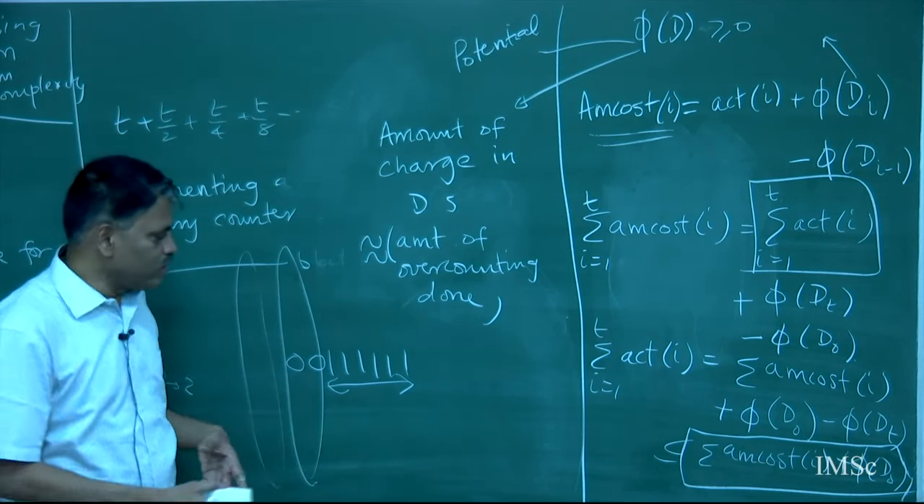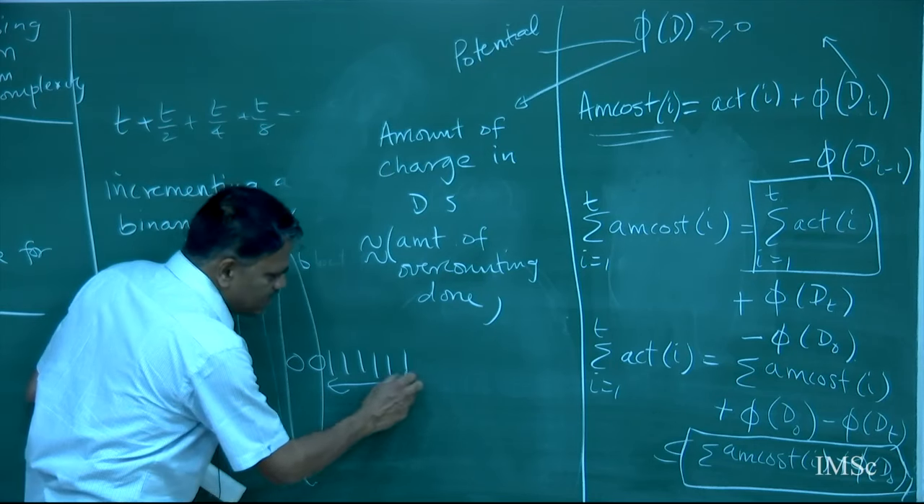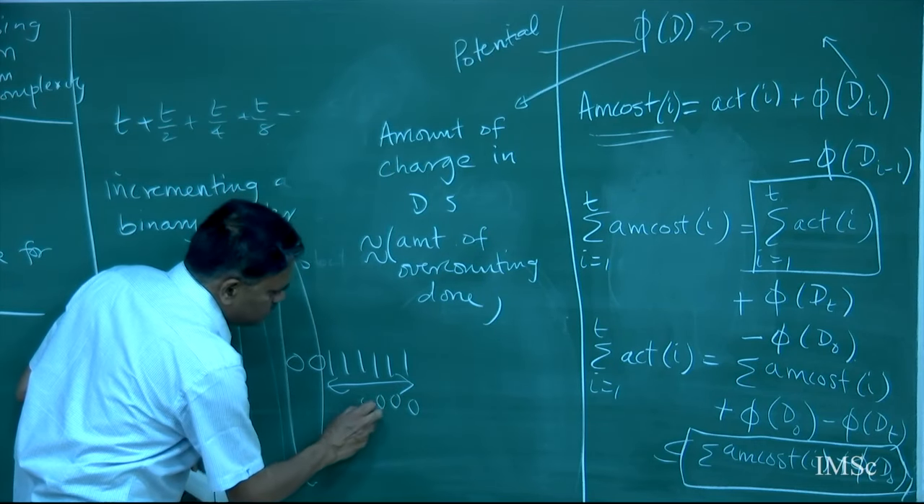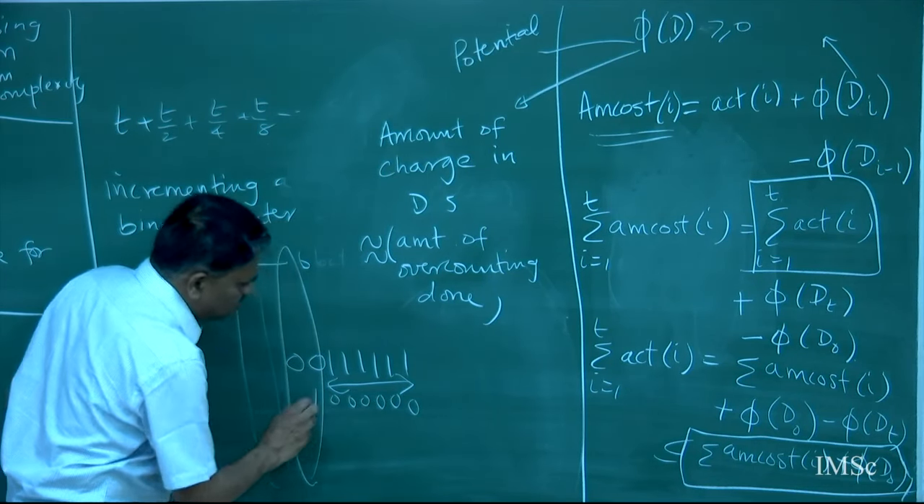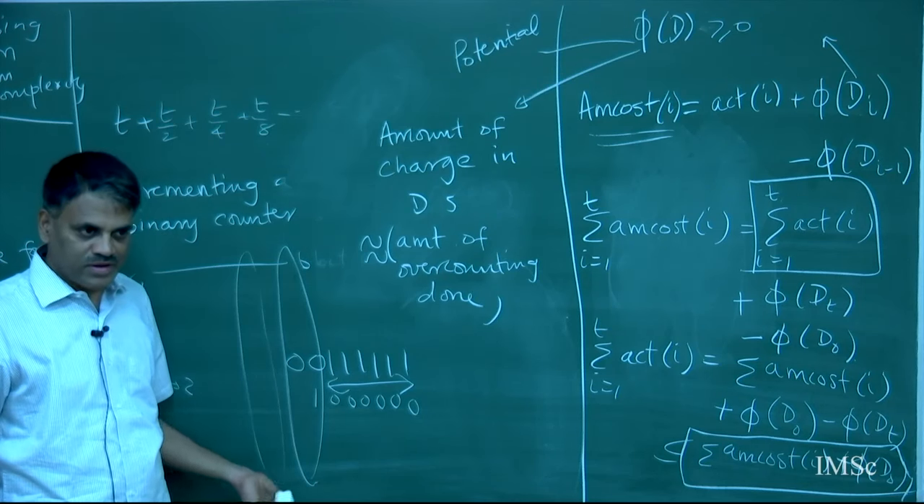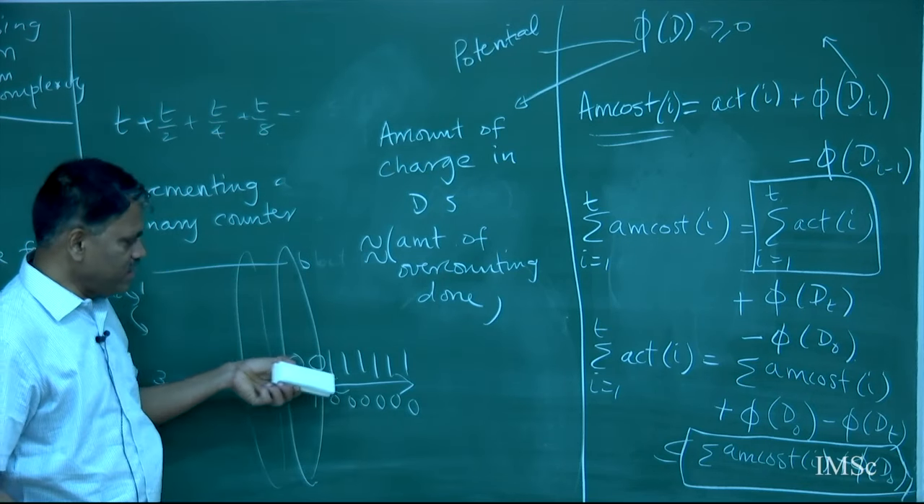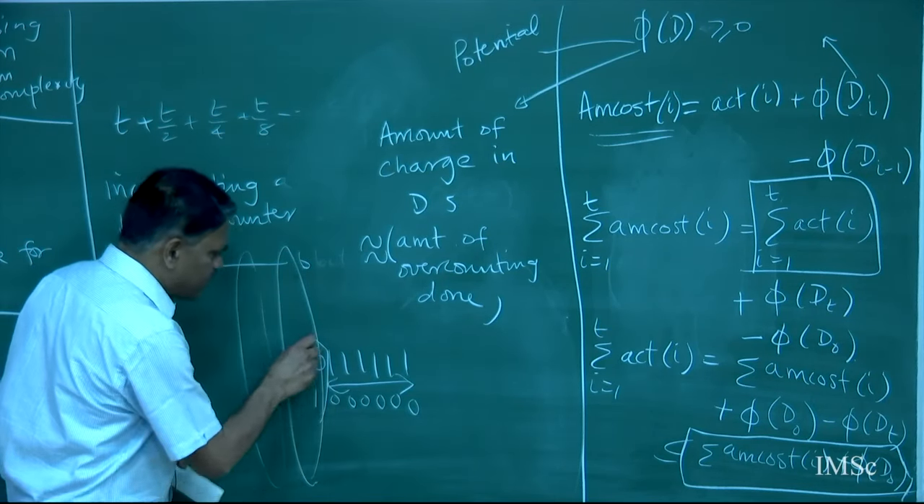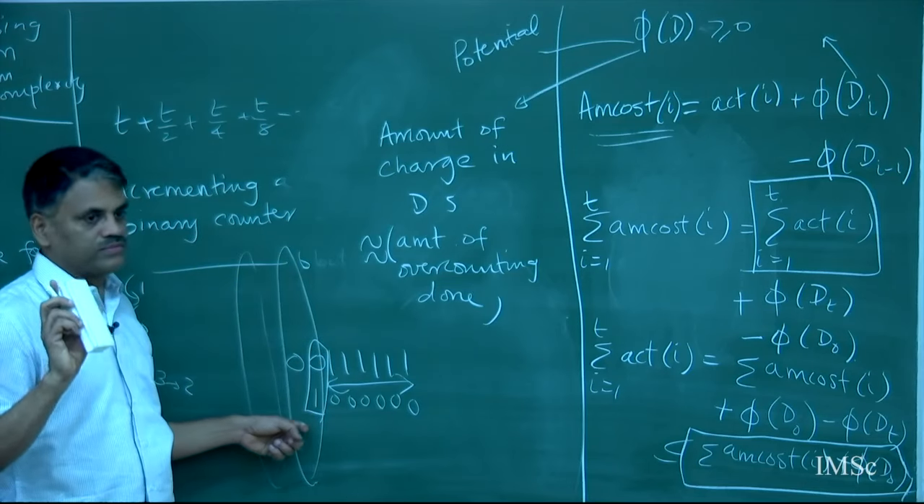How does an increment work? I start from here, change the 1 to 0, and change this 0 to 1 and stop. That's an increment. These are all the carry thing. So the number of 0-1 flips is exactly 1.